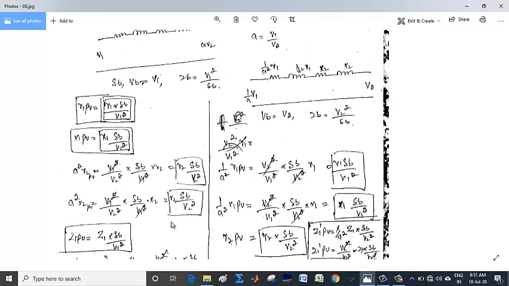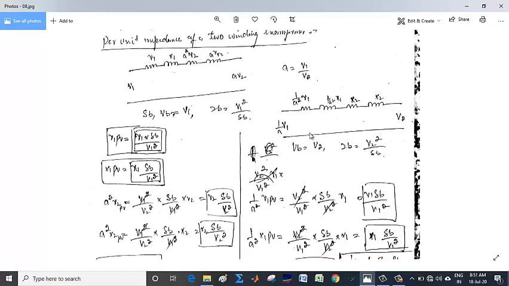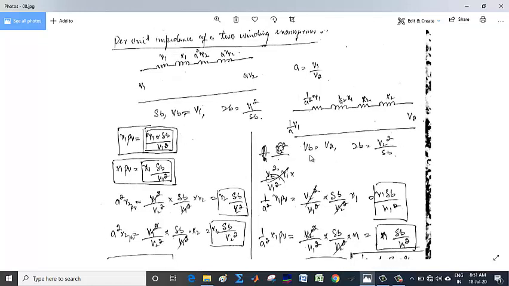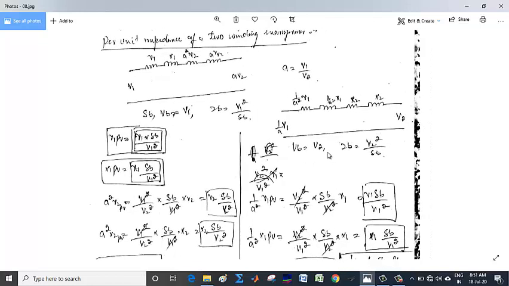Now coming to the same circuit, but now we will refer it to the secondary circuit. You can see this is 1 by A square R1, 1 by A square X1. This is X1, X2, R2. This is 1 by A V1. This is V2. Now in this case, since we are referring it to the secondary voltage, we need to choose the base voltage as V2. This is very important.